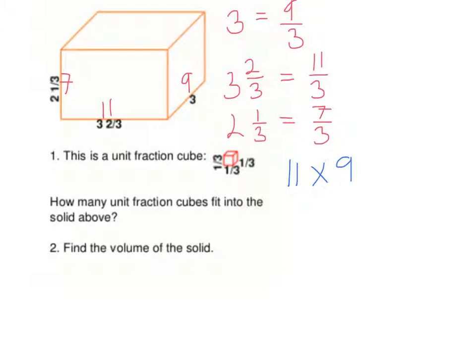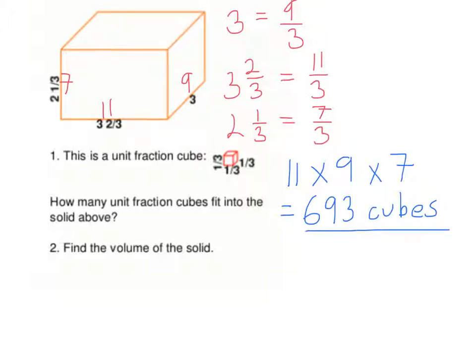and then that layer is going to be repeated 7 times, because you're going to have a stack of 7 cubes going up the way like that on the height. So then we're going to multiply by 7, and that's going to give us 693 cubes. Okay, so that's the answer to the first question.